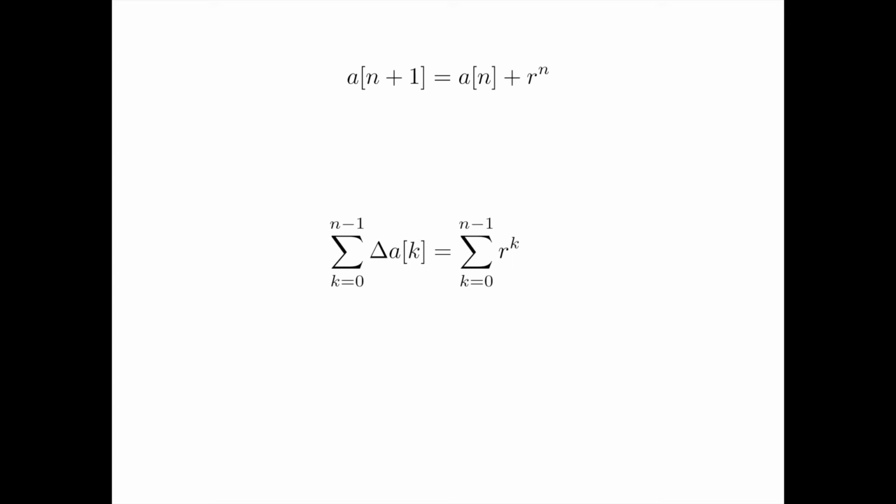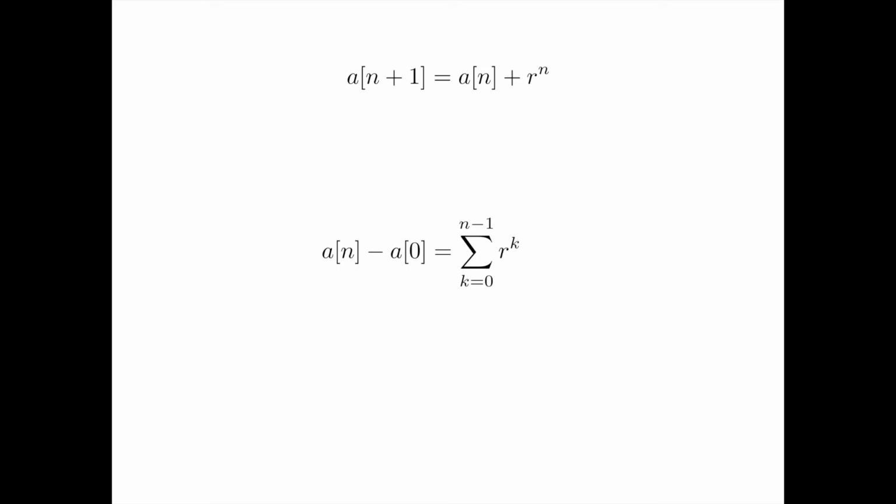How about this one? a of n plus 1 is equal to a of n plus r to the n for some r greater than 1. We'll do more or less the same process. First subtract a of n from both sides, then apply the definition of the forward difference operator, then sum both sides from k equals 0 to n minus 1, and then apply the fundamental theorem of discrete calculus. Hopefully we recognize the right-hand side as the partial sum for a geometric series, which we know is r to the n minus 1 over r minus 1.